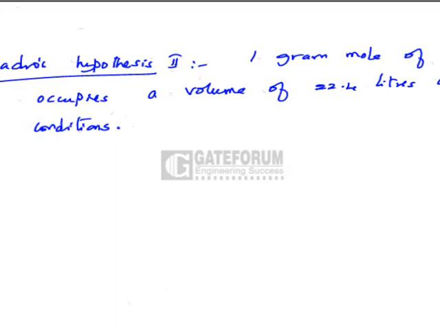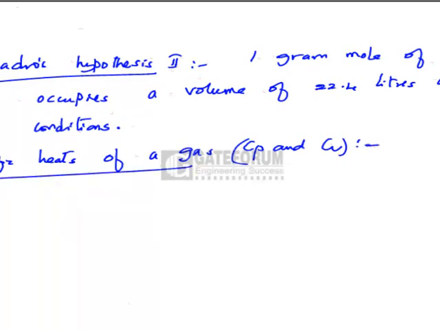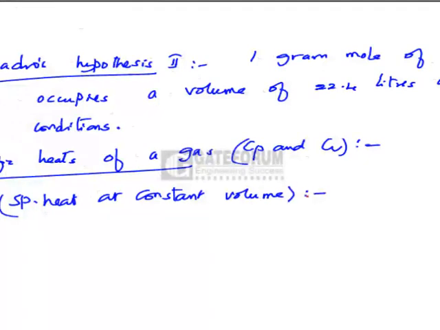Coming to the specific heats of a gas, namely Cp and Cv. All solids and liquids do have only one specific heat, whereas all the gases do have two specific heats, namely specific heat at constant volume, denoted as Cv, which can be defined like this.